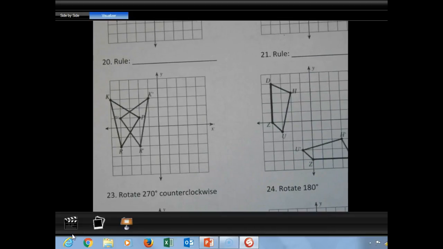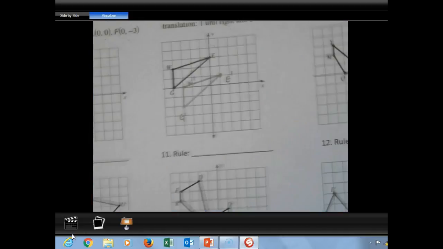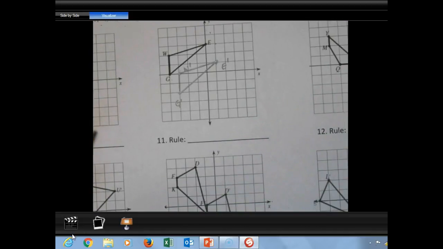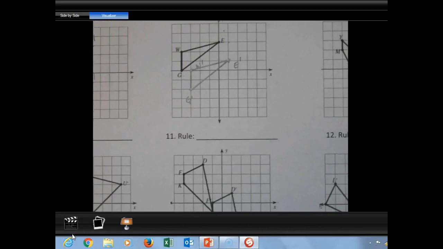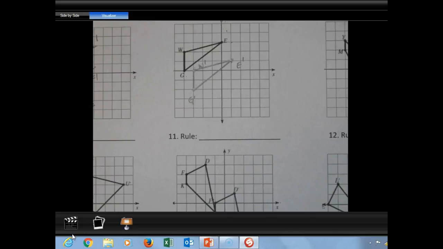Okay? So go ahead and keep working on this. You're only responsible for numbers 9 through 18 on the take-home. We're only going to quiz you on dilations and rotations. But you have to still know how to do translations and reflections because there may be a problem that has you do more than one thing. Any questions? All right, get to work.